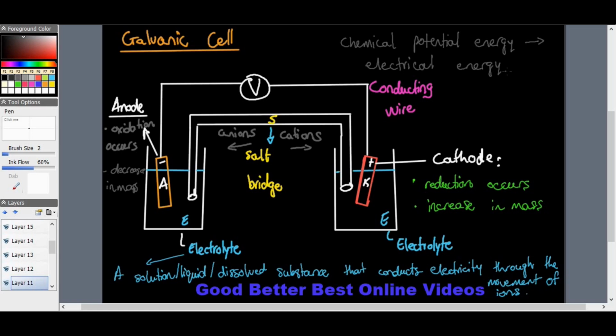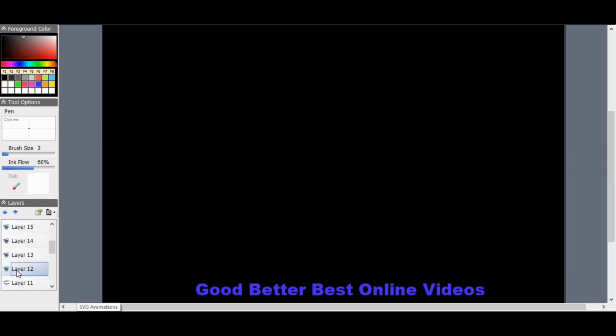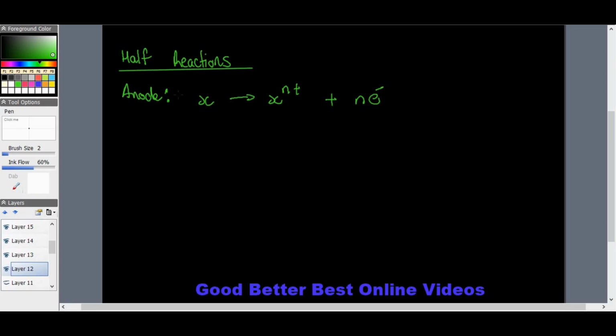Now, just to touch on half reactions again. We all know that oxidation takes place at the anode. More specifically, the reducing agent donates electrons and is oxidized. If we looked at half reactions in the general formula for the anode, the half reaction for oxidation would be X going to X^n+ plus the number of electrons, the electron symbol e.